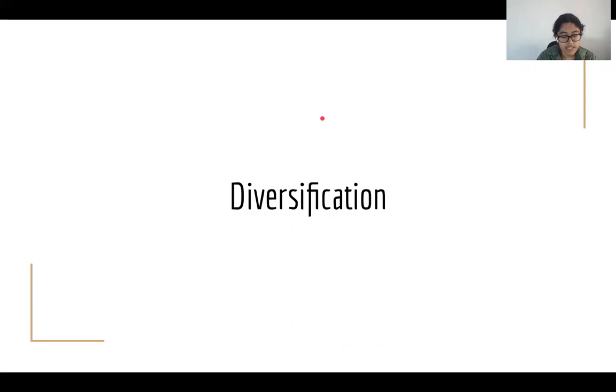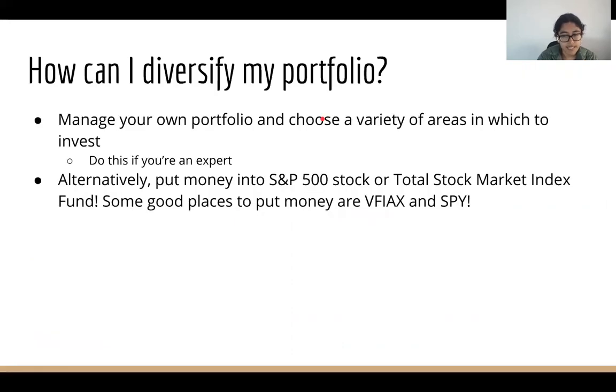If you're wondering how you could do this, I'd suggest two different ways. The first being to manage your own portfolio and to choose a variety of areas in which to invest yourself, which can be done through a platform like Robinhood. I'd only recommend doing this if you're an expert in the sense that you know what you're doing. But if you're a newbie, then the second would be to invest in a basket of stocks, whether it's in S&P 500 stocks or the total stock market index fund. They're both great options, and it's up to you which you decide to choose.